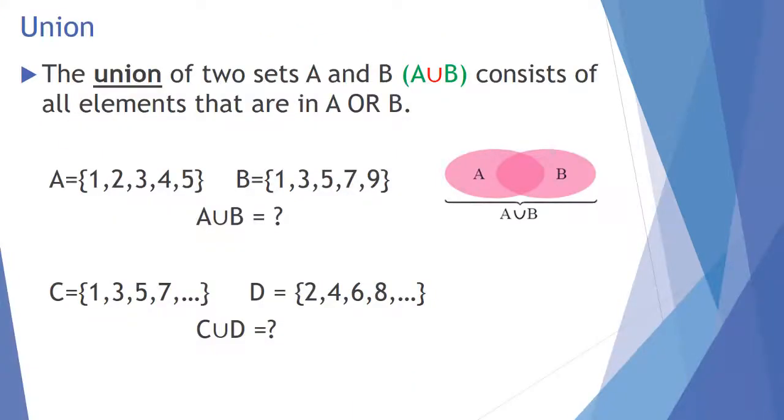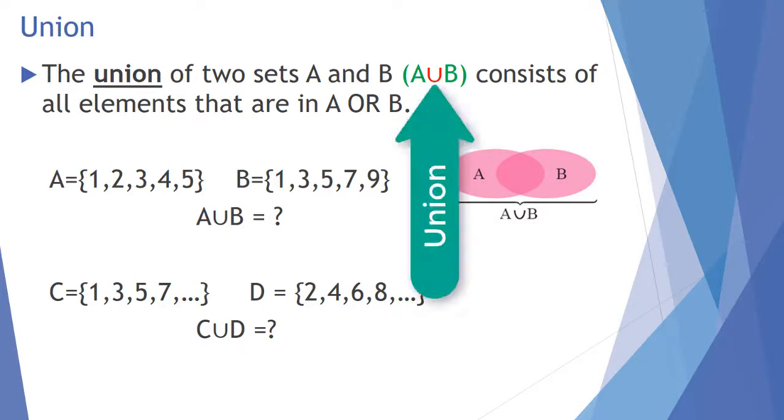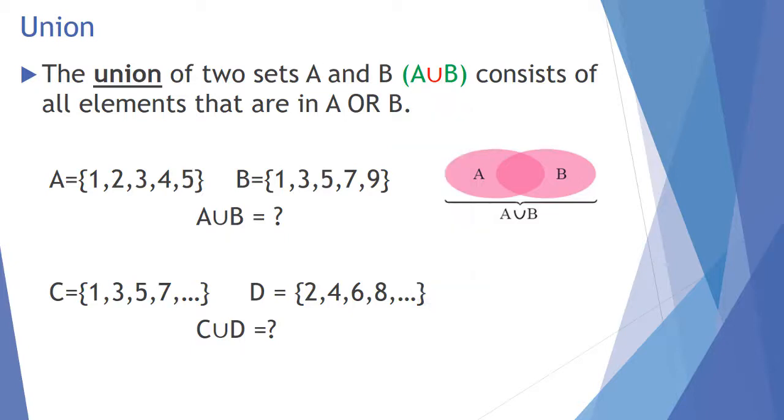Okay, so the first way that we can build new sets is by taking the union of the sets. And we represent union with a symbol that looks like the letter U, but it's technically not, but close enough. And A union B consists of all the elements that are in A or B. In other words, we form a union of all of their elements.